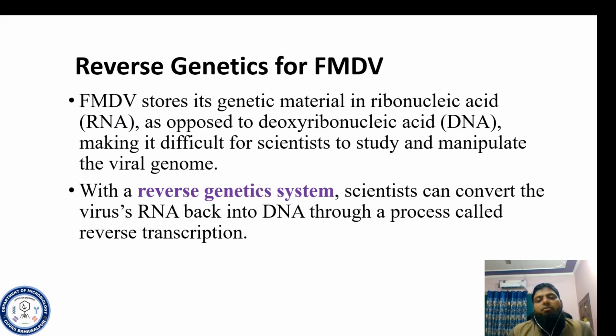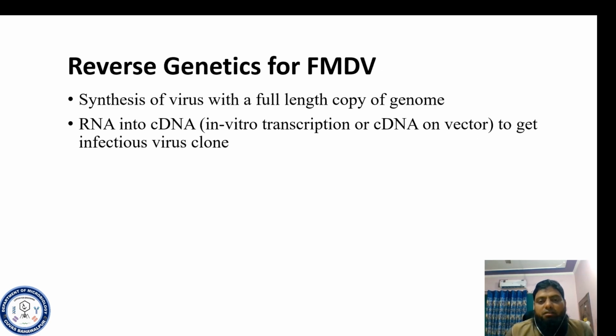FMD virus stores genetic material in ribonucleic acid as opposed to deoxyribonucleic acid, as opposed to DNA, making it difficult for scientists. Of course, for certain viruses which have RNA, we first need to convert it into DNA to apply this reverse genetic system, because direct RNA manipulation is relatively difficult. However, new approaches for RNA synthesis are in the field now.